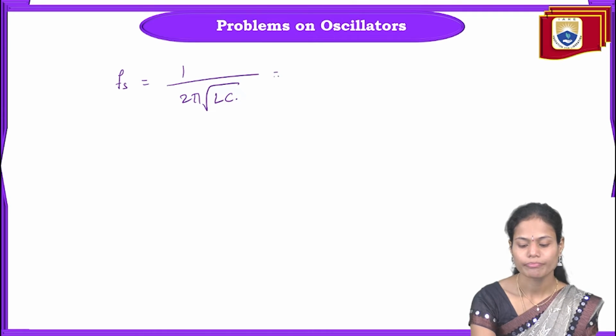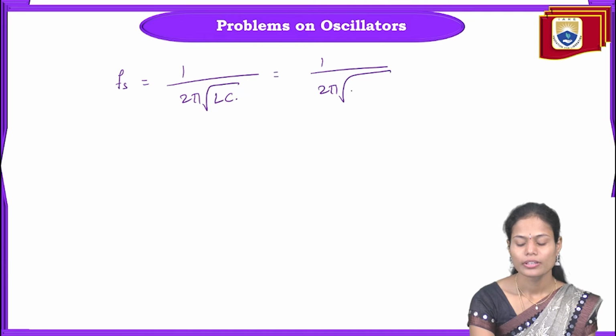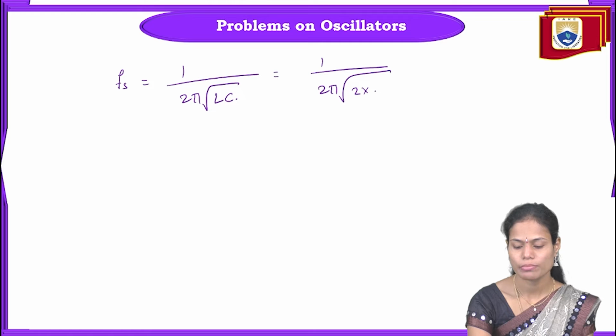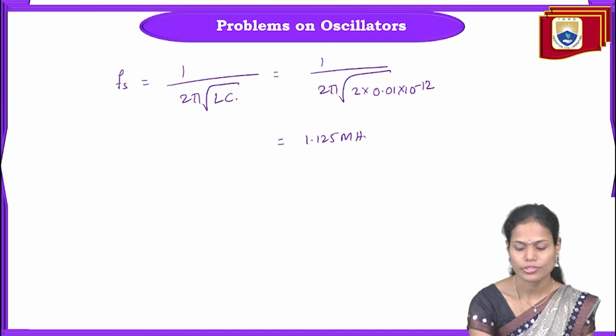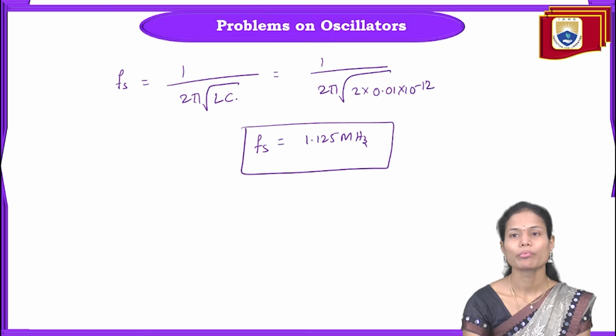Here the given values are 1 by 2 pi, inductance is 2 henries and the capacitance value is 0.01 picofarads. If we simplify it, we will get 1.125 megahertz. So the series resonant frequency is 1.125 megahertz here.